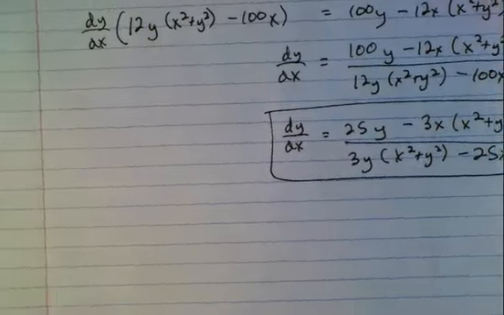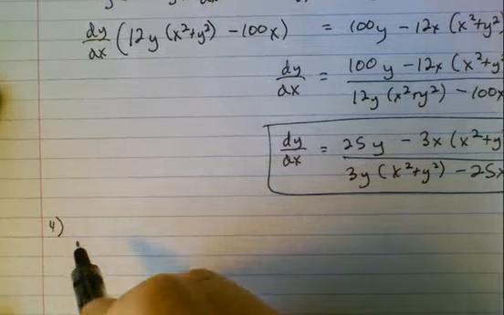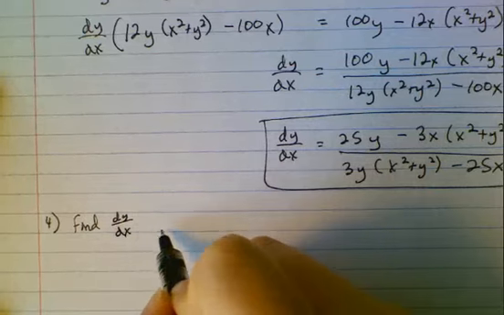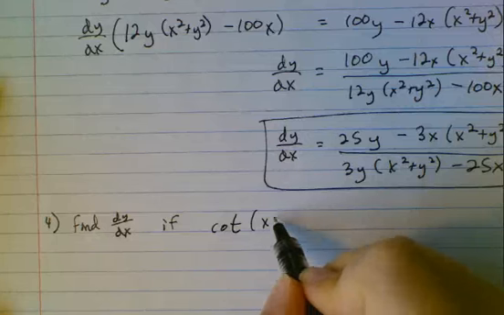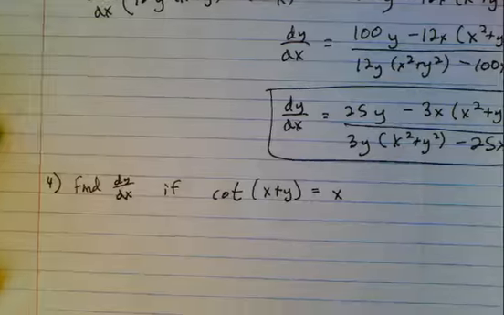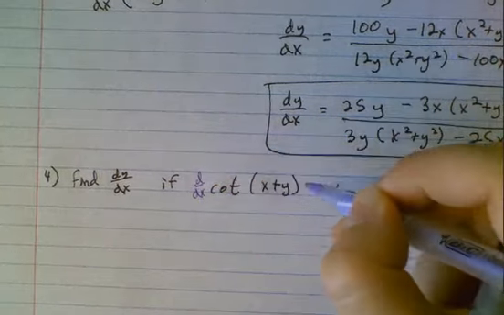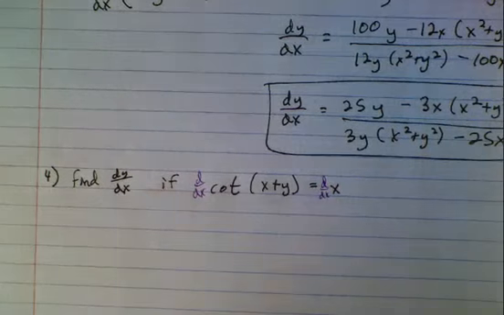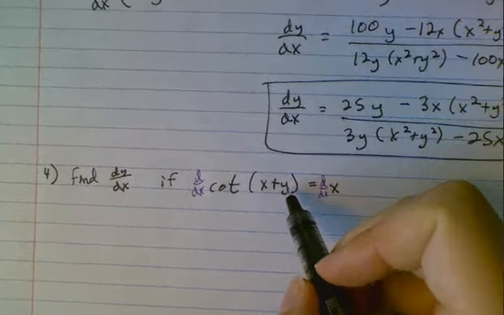Okay, one more problem and then we'll do a check for understanding. Let's find dy/dx if the cotangent of (x + y) equals x. So we're going to take the derivative of both sides with respect to x. We know that because there's this x down here, and we see that y is not by itself.